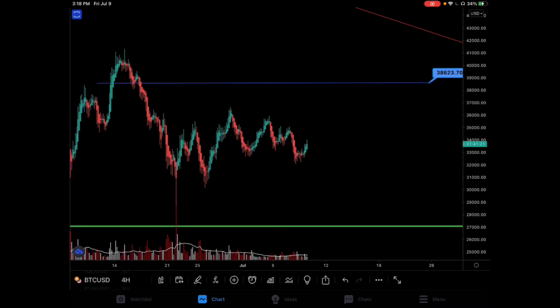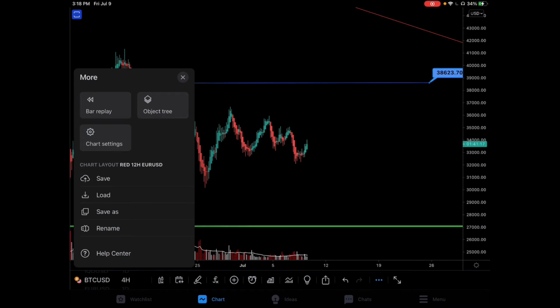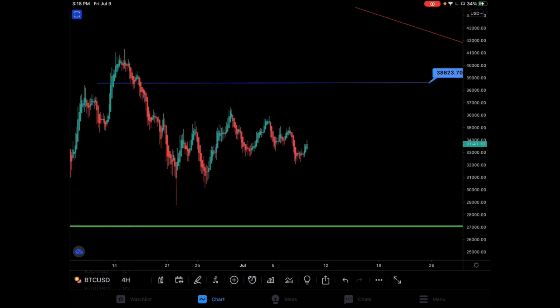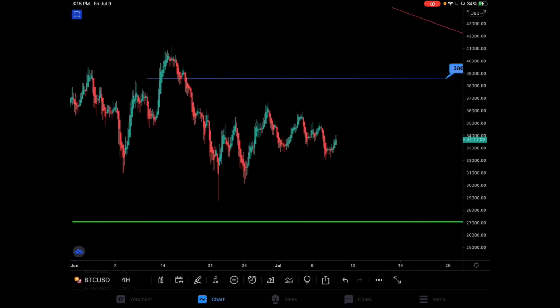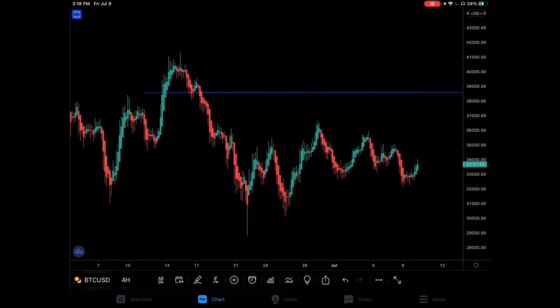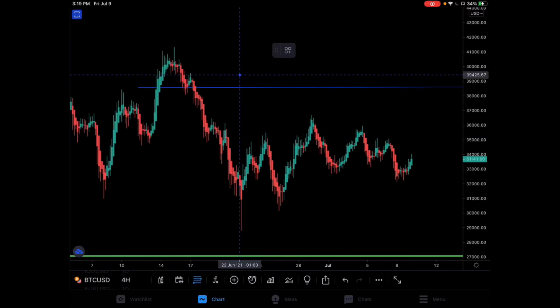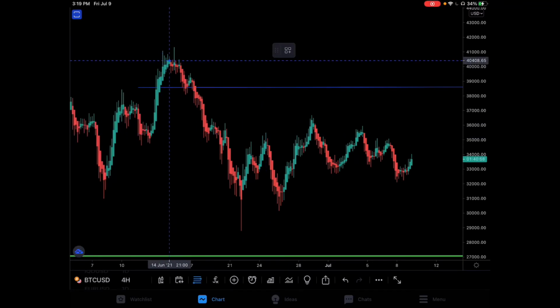I'm going to take off the volume. Click this button, object tree, volume, hide. Let's do our fib match again. Now we're going to do it one more time, guys, right on here. Let's see what happens. See what we see. Sometimes you got to get close. Look at the cores of this. Core to core.